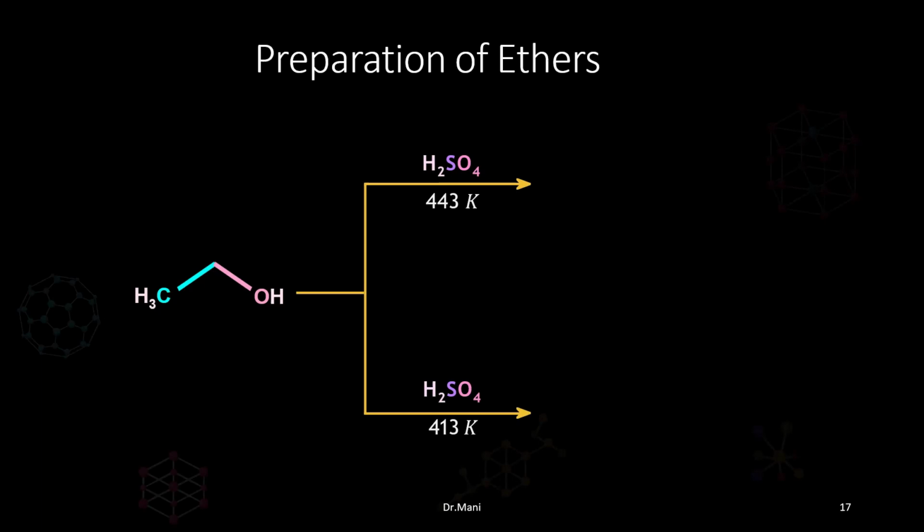So, preparations of the ethers. You can observe here, if you are taking this ethanol and you treat it with sulfuric acid at 443 kelvins, you will be getting alkene. And if you do the same at lower temperature, you will be getting ether. This is very, very important and very critical. Just remember: at high temperature, alkene; at low temperature, ether.